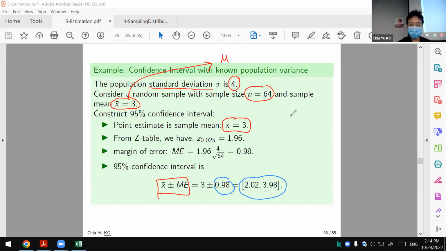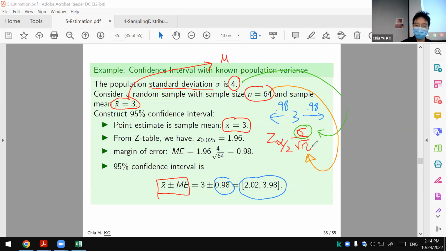It's like 3 and we go left and right. It's more like 0.98. It's more like going left and going right by 0.98. How can we prove that? The formula is just z alpha over 2 times sigma over root n. And sigma actually comes from 4, and n comes from here.